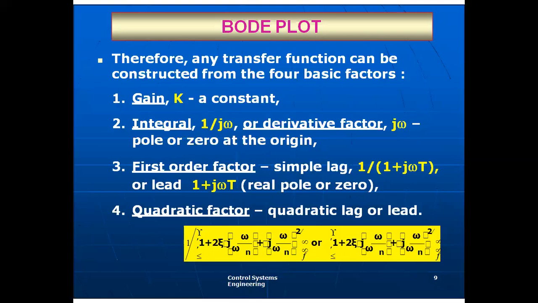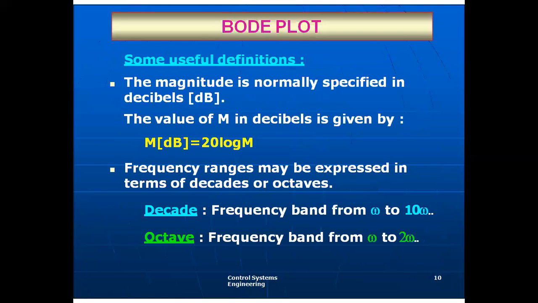Now the next step is how to draw these factors in a Bode plot, in a semi-logarithmic graph sheet. So we'll be using semi-log graph sheet for drawing the Bode plot. Before going to draw the Bode plot, first we look into some of the terminologies. The magnitude of the Bode plot is normally specified in decibels because it is a logarithmic scale. This magnitude in decibel is equal to 20 log M.